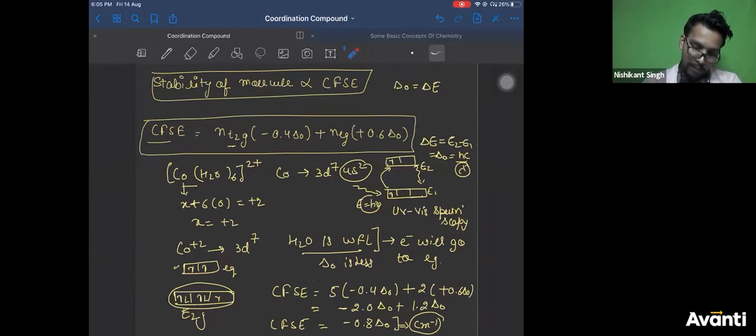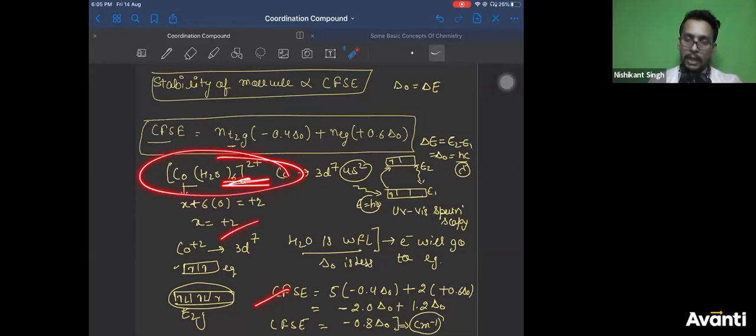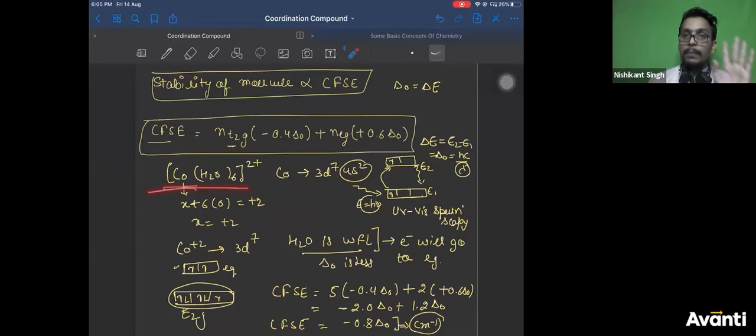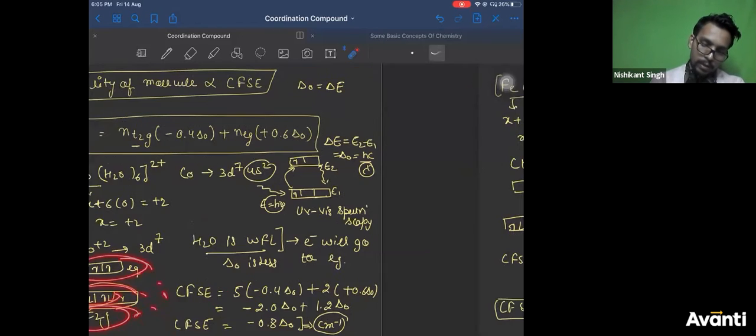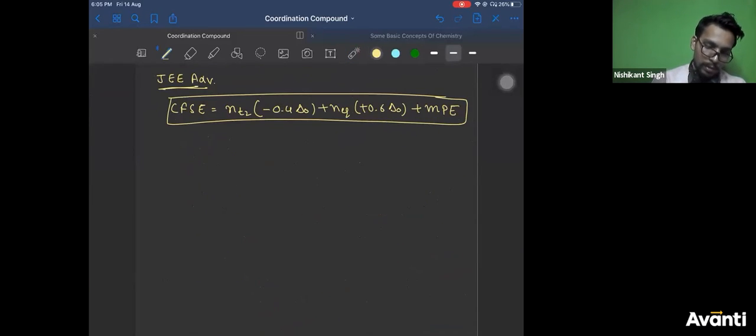I will solve this example only. If mean pairing energy is given, then only use this concept. If it is not given, simply solve this. So if I take this, is T2G, where is it? T2G has 5 electrons, EG has 2 electrons. So I will take this complex only: Co(H2O)6 2+. It is T2G with 5 electrons, EG with 2 electrons.